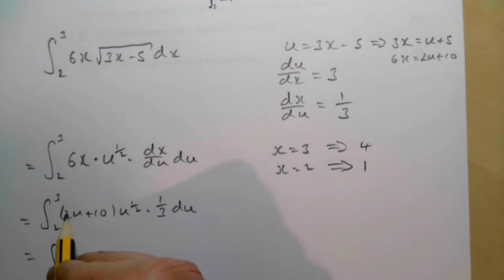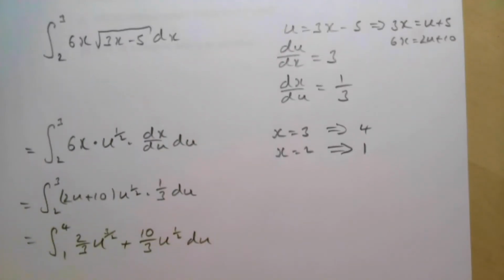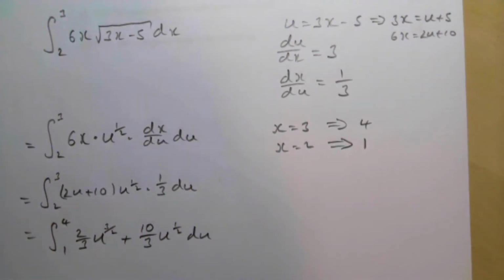Let me see what way I want to do this. So I'm going to have a third. What would we do with a third? So it's going to be 2/3 u to the power 3 over 2. Are we okay with that? Times the 2u by u to the power of a half. So 1 plus a half is 3 over 2, and then dividing them by the 3. Plus 10 over 3 u to the power of a half du. I'm now ready to integrate.